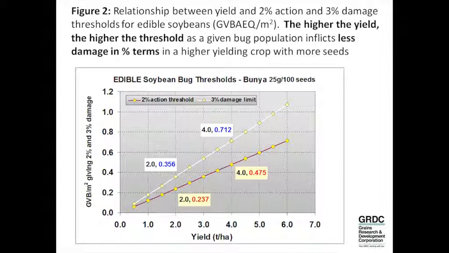And the threshold is directly proportional to the yield, so if you've got a crop with 4 tonnes a hectare, your threshold is twice as big as a 2 tonne a hectare crop. So best practice agronomy is an IPM measure, because the higher yielding your crop, the more tolerant it is of bug attack.